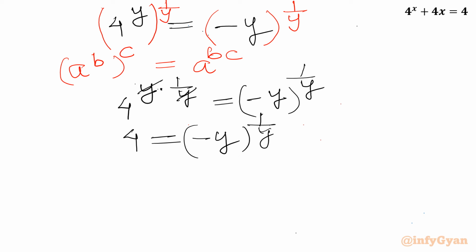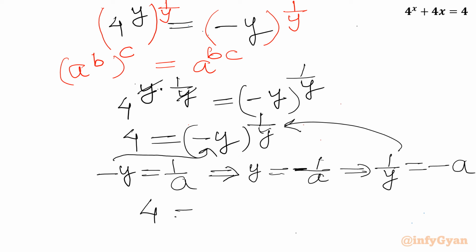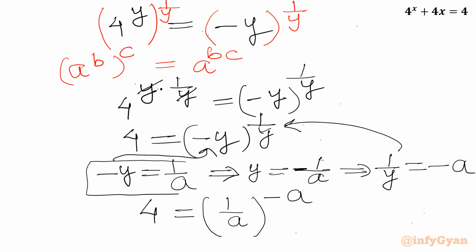Now I will use another substitution. Let us say minus y equal to 1 over a. So I can write from here the y value: y will be equal to minus 1 over a. Now we have 1 over y also, so from here 1 over y will be equal to negative a. Let's apply. This value we will apply here, and minus y we will apply here. So I can write 4 equal to 1 over a whole power negative a. And remember, our substitution is minus y equal to 1 over a. So I will write 1 over a whole power negative a equal to 4.